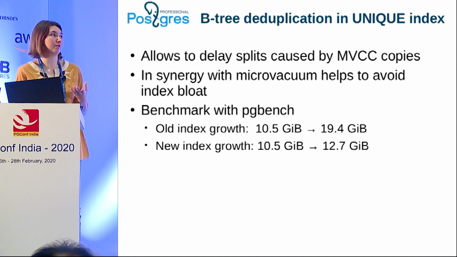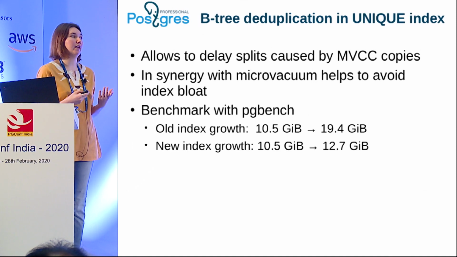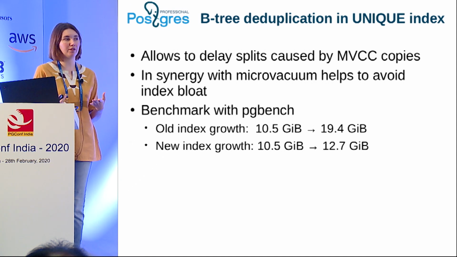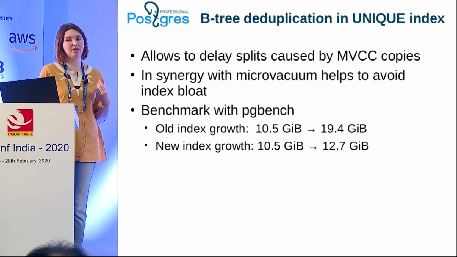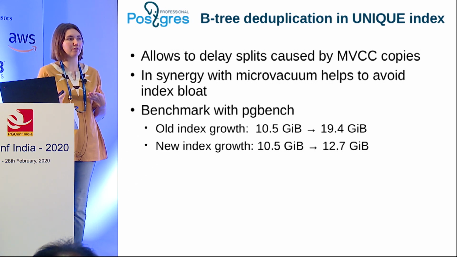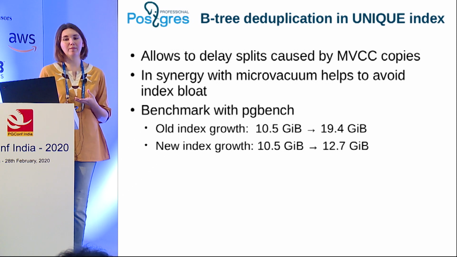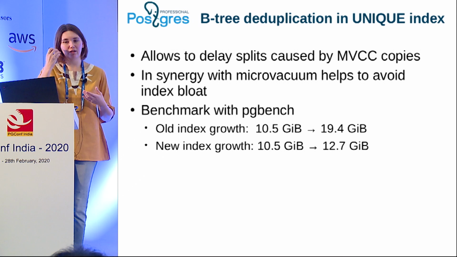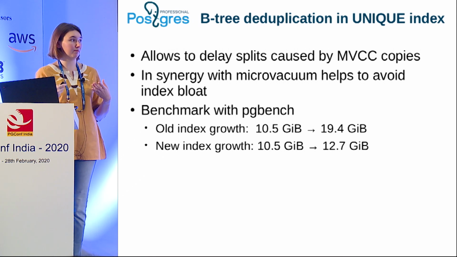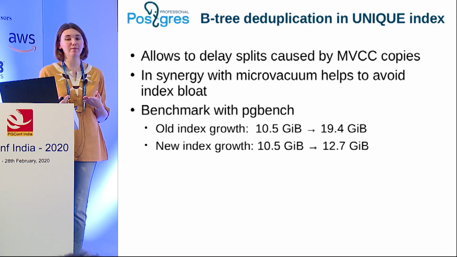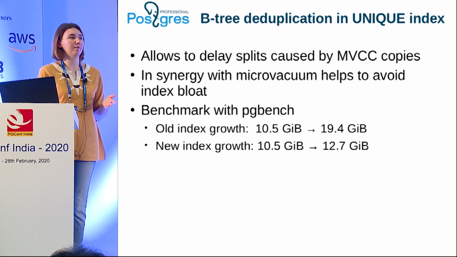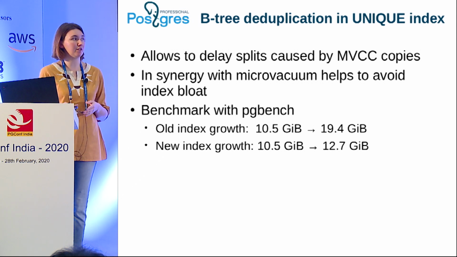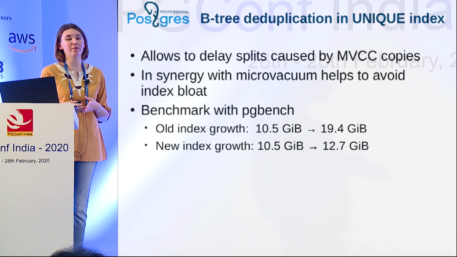So this is where B-tree deduplication helps in synergy with Microvacuum. It helps to avoid index bloat because it gives some more time to Microvacuum to come and notice that those entries are dead and that we can remove them and insert new entries. So basically, it just packs tuples on the page more densely and creates more space and more time for Microvacuum.